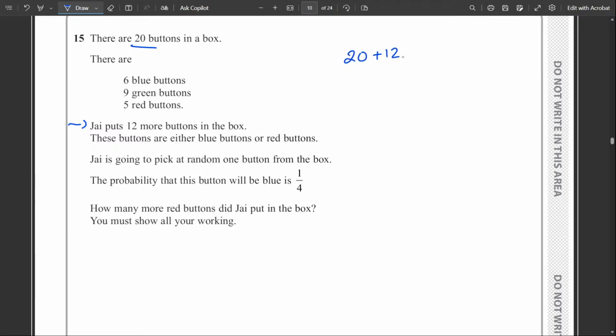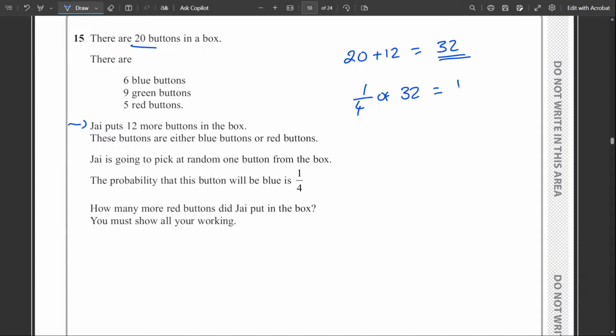That would be 20 plus 12. And I know that would be 32 because there are 32 buttons after Jay puts 12 more buttons in the box. Okay, and that would get you 1 mark, regardless whether you can do anything else with it or not. But we've done something. We read the question, we did something with that. There are 32 buttons in the box, and the probability that a button will be blue is a quarter. So what we know is we need to find a quarter of 32.